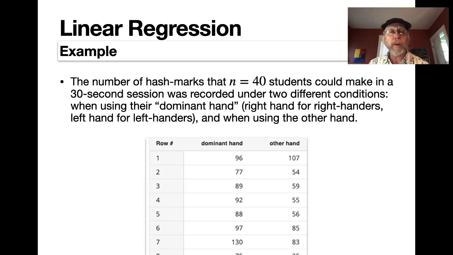And I've recorded the data from a recent semester, and there were 40 students that I had in my stats classes. And for each student, I recorded the number of hash marks they were able to make in 30 seconds using the dominant hand and using the other hand. And there you see a little piece of that data set right there.